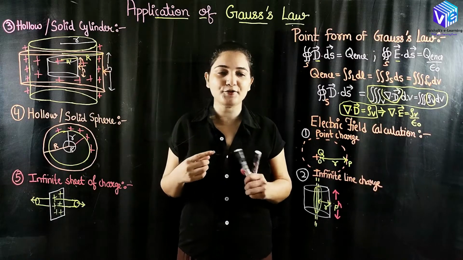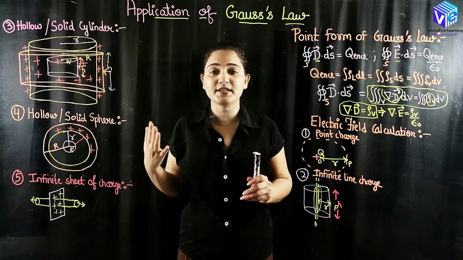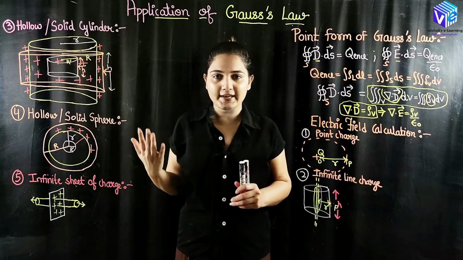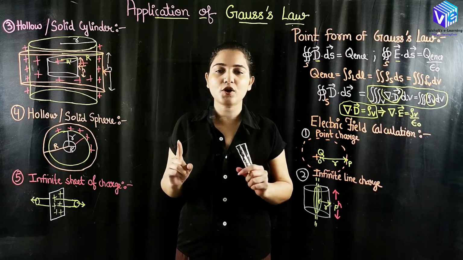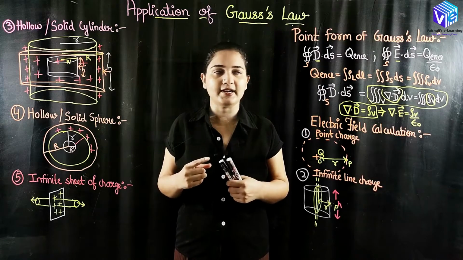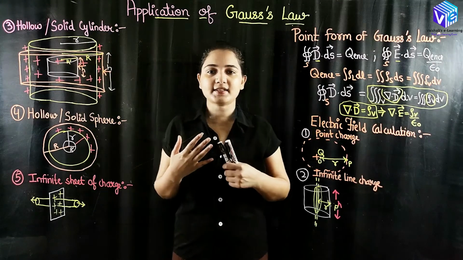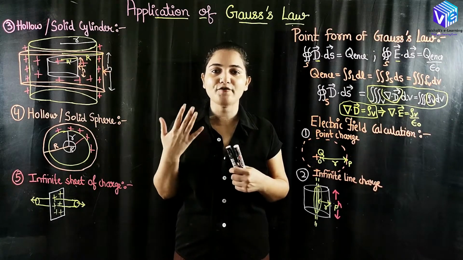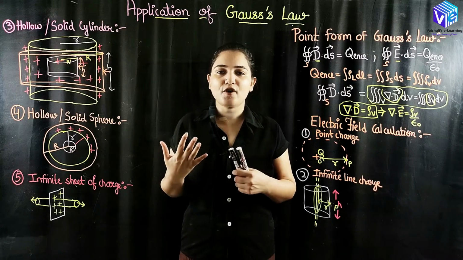We have already found out these electric fields in the previous videos with the help of detailed derivation. Now we will be using Gauss's law, and with the application of Gauss's law, we will be finding out the electric field. First of all, we will be discussing what is the point form of Gauss's law.